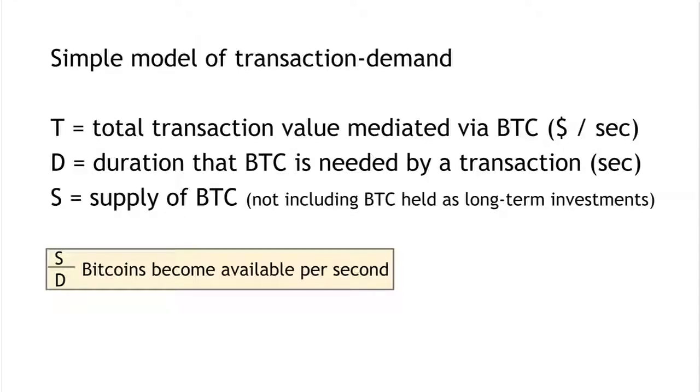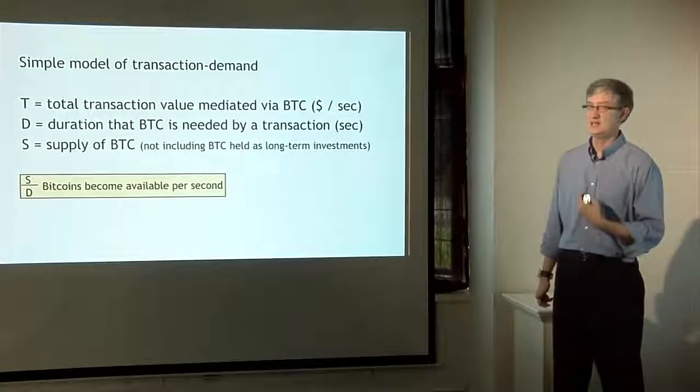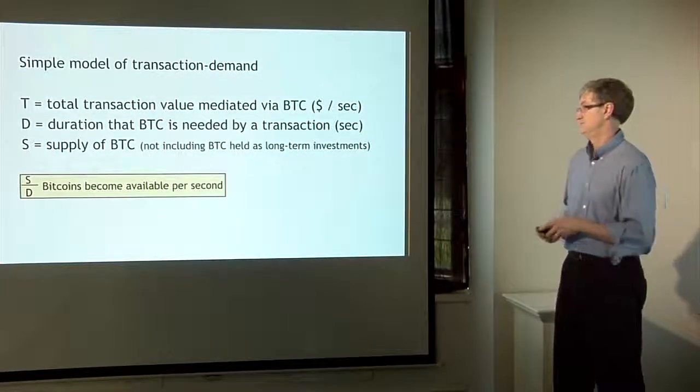Okay, and now we can do some calculations. The first thing we'll do is calculate how many bitcoins become available in order to service transactions per second. Well, there are S bitcoins in total that are used, and because they're taken out of circulation for a time of D seconds, then every second about a 1/D fraction of those bitcoins will become newly available because they'll emerge from that out of circulation state. And so on average, S/D bitcoins will become available for mediating transactions every second.